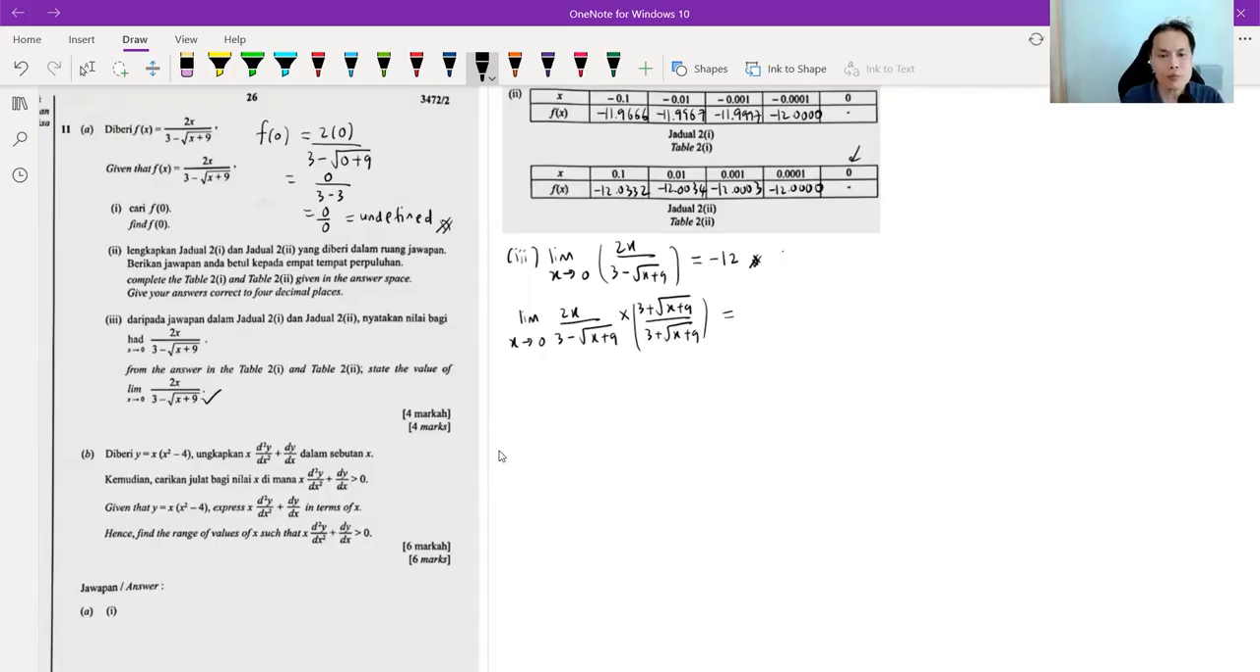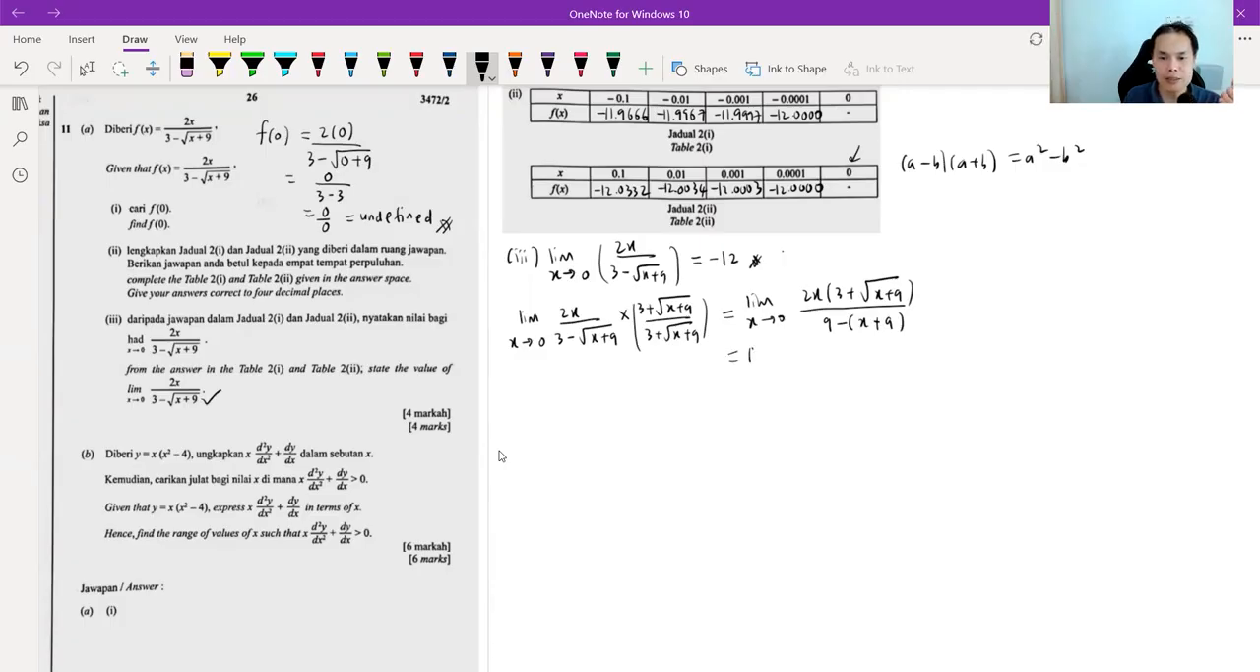So when you multiply top and bottom with 3 plus square root x plus 9, we are actually simplifying this surd here. This will be the limit of x approaching 0 of 2x times 3 plus square root x plus 9. As for your denominator, you get 9 minus x plus 9. Remember, if you have a minus b, a plus b, when you expand, you get a squared minus b squared. In this case, 3 squared is 9. Square root of x plus 9, you square it, you just get x plus 9.